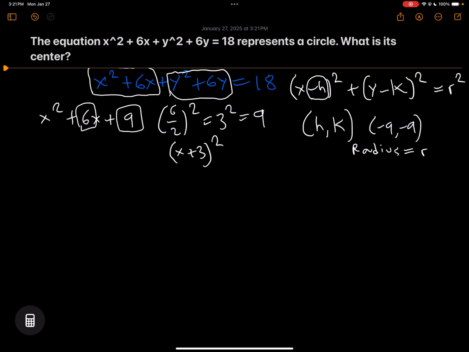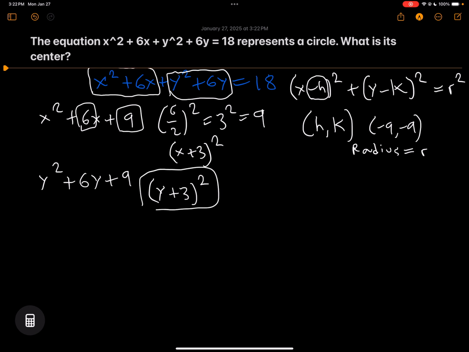Now, it's the exact same concept for y squared plus 6y. It's literally the same thing, except there's a y instead of an x. We've got plus 9, and our binomial is going to be (y plus 3) squared. So those are our two binomials now: (y plus 3) squared and (x plus 3) squared. Now we have all the info we need to convert this original insane equation to standard form.